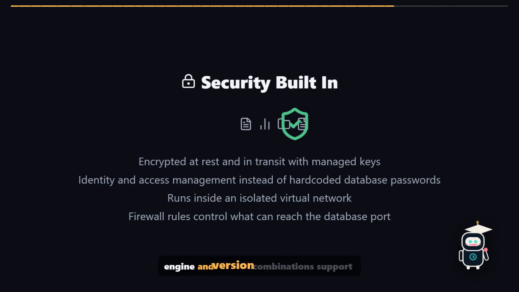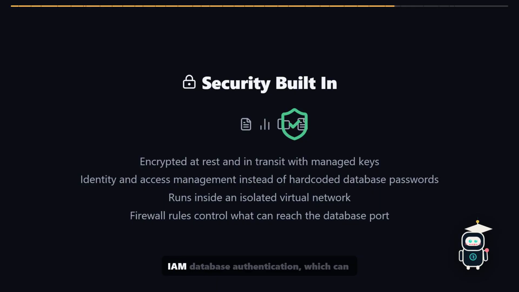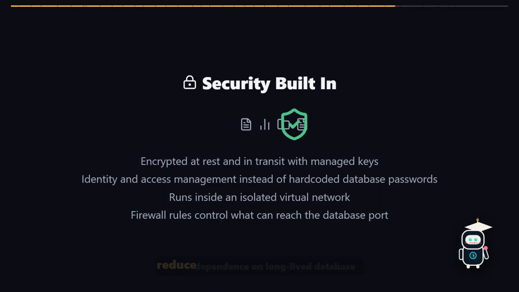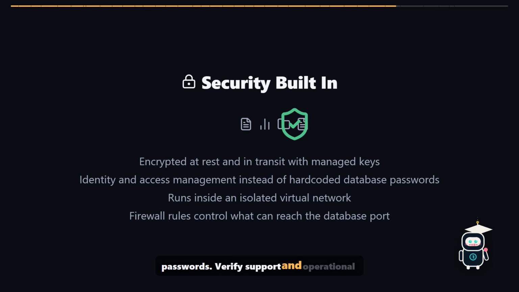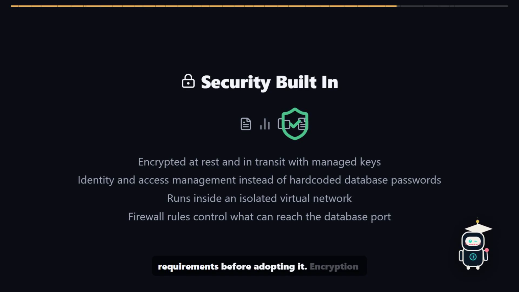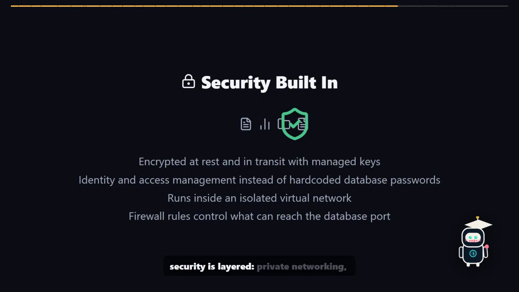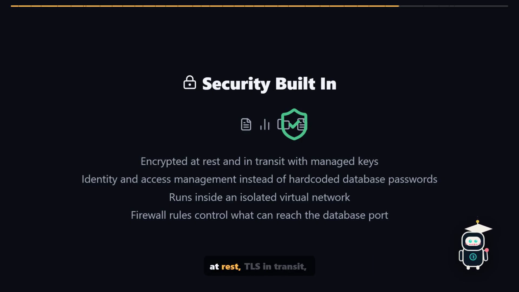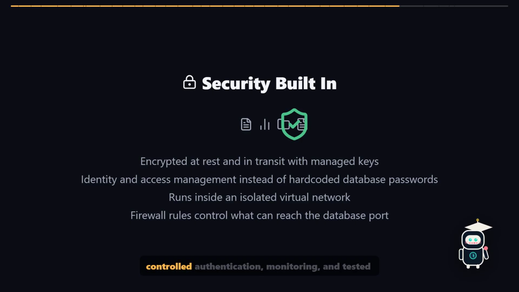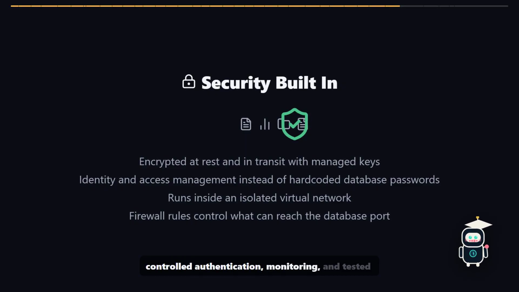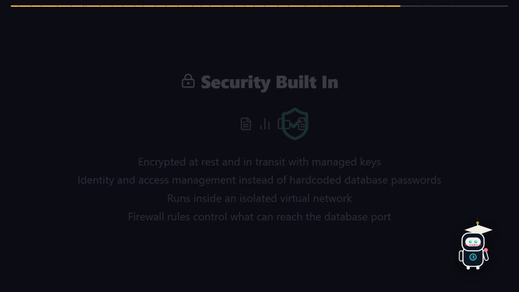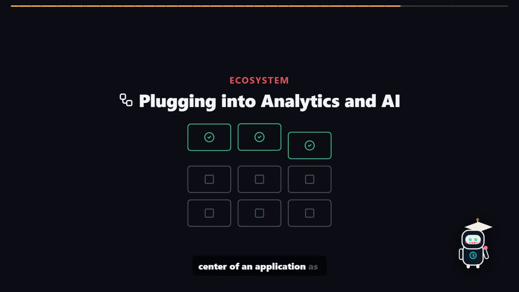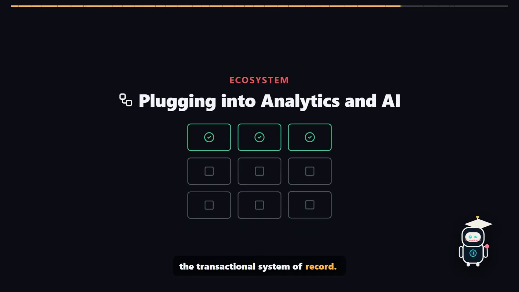Some Aurora engine and version combinations support IAM database authentication, which can reduce dependence on long-lived database passwords. Verify support and operational requirements before adopting it. Encryption alone is not enough. Production security is layered: private networking, least privileged security groups, KMS encryption at rest, TLS in transit, controlled authentication, monitoring, and tested access procedures. Aurora often sits at the center of an application as the transactional system of record.